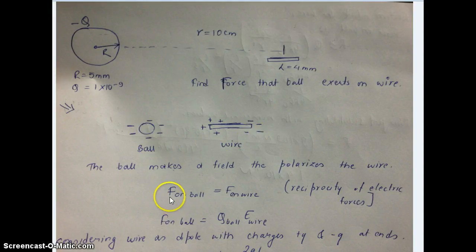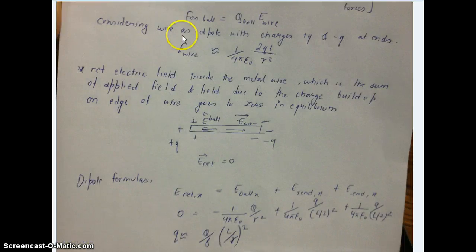So we can write that the force on ball equals the force on wire, which is the reciprocity of the electric force. We can further write this force on wire as Q ball times the electric field by the wire. And if we consider this wire as a dipole with charge plus and negative q at the ends, we can use the formula, which is 1 by 4 pi epsilon naught times 2ql over r cube.